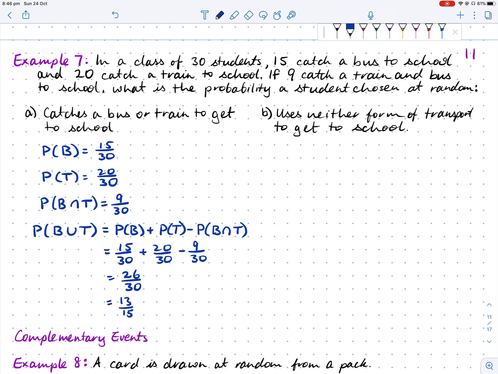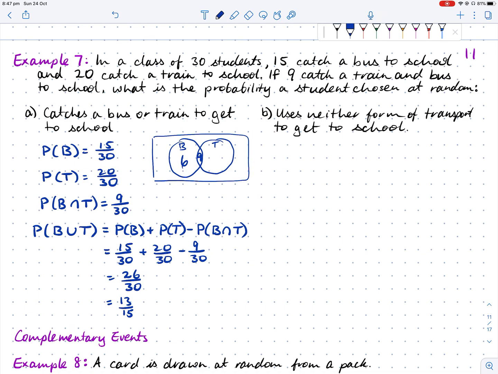Now that's how we can do it using the probability notation and the formula. You could also do this question using a Venn diagram. So if I were to draw a Venn diagram of this, there's our B, there's our T. We know there's 9 in the middle. Using that 9, we can work out with the bus students, there's 15 of them, so there must be 6 who only catch the bus, because 6 plus 9 is 15.